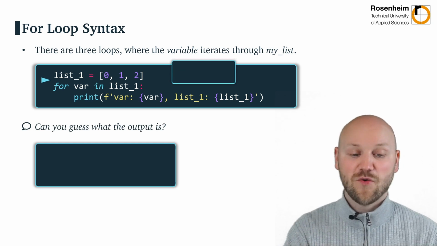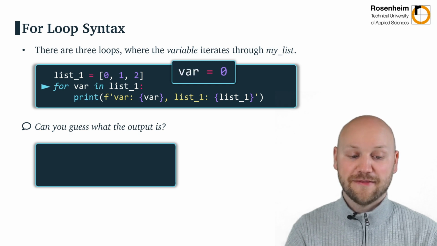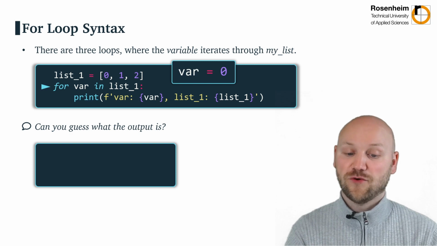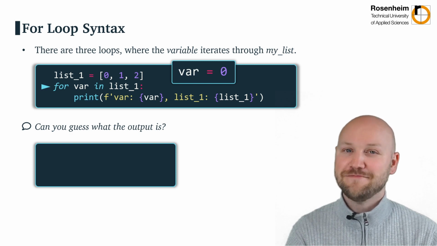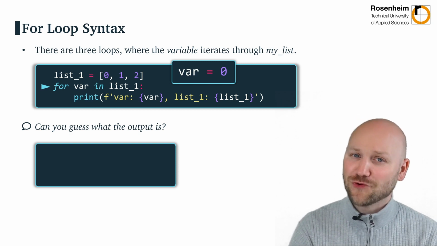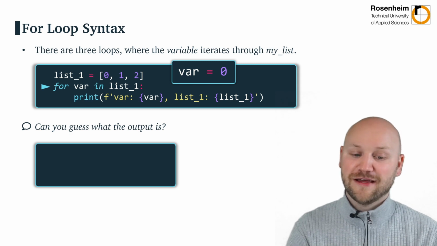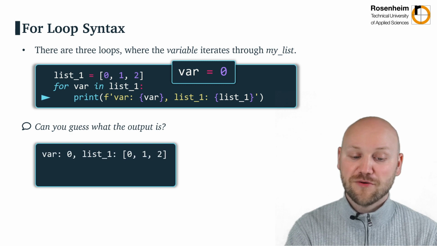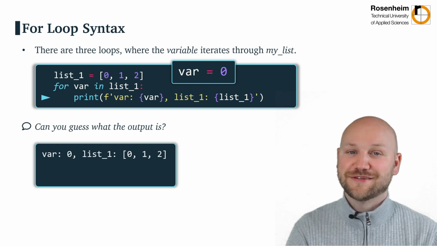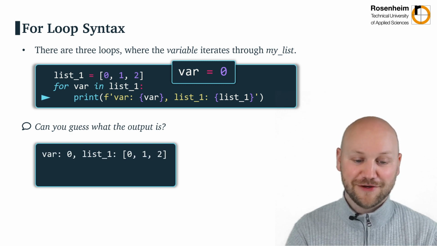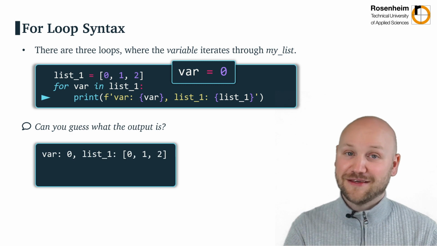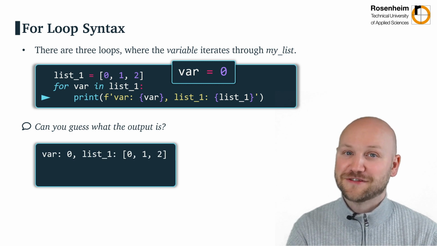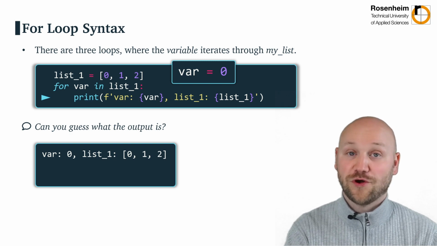So let's go one step into the future. We are going to the next row, which is actually the for loop definition. At this point in time, var is taking the first element of the list. That is a 0. Then we go to the print command and we are going to print what we already know. Var is then the content of var, and then the list. The list doesn't change during the runtime of this for loop, so it's 0, 1, 2.